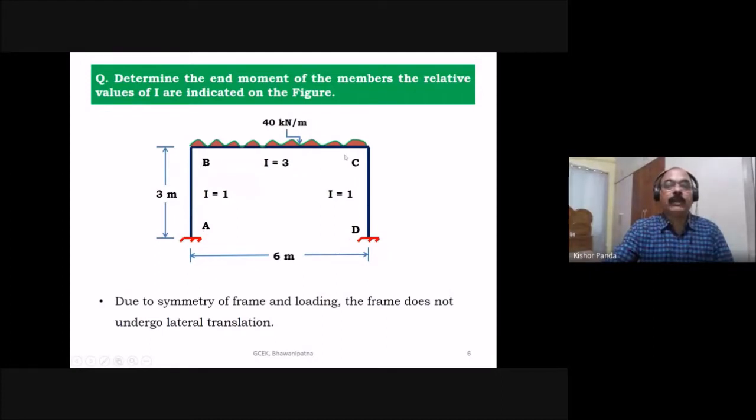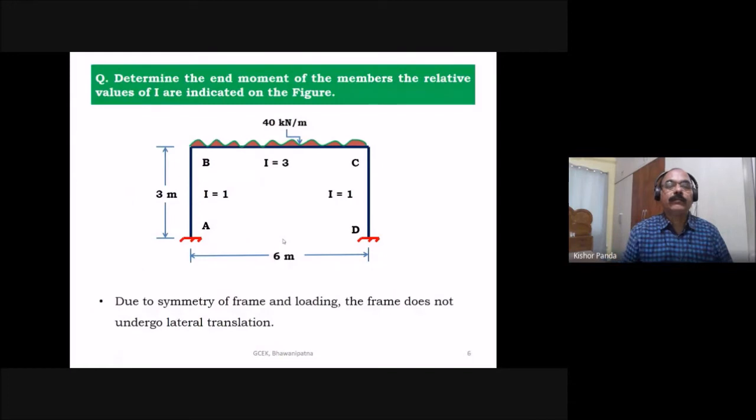The frame is ABCD, and A and D are fixed. Due to symmetry of frame and loading, the frame does not undergo lateral translation. Here, due to the symmetrical loading and symmetrical geometry, sway of the frame does not take place. So you have to do the analysis as you have done for the continuous beam.